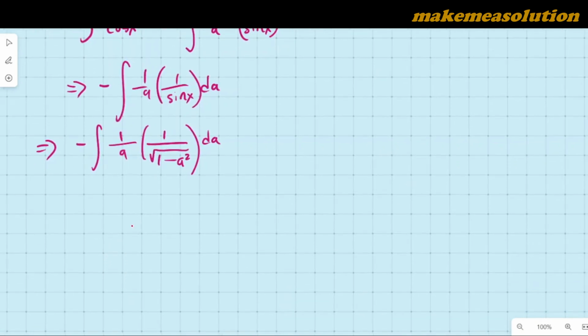So let me just write it in this form. You have minus the integral of 1 over a, then 1 over root of 1 minus a squared, then da. So let's figure out how to integrate it from here. To integrate it from here, you have to make a substitution, and without beating around the bush too much, this is the substitution that you're going to make.